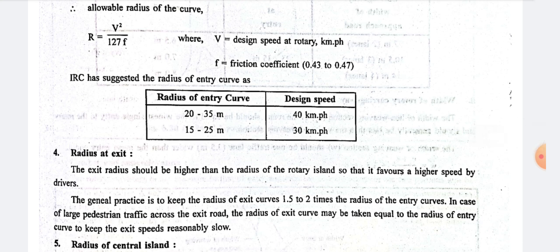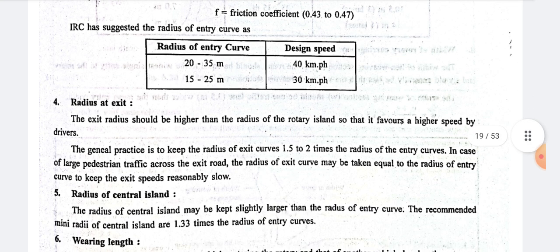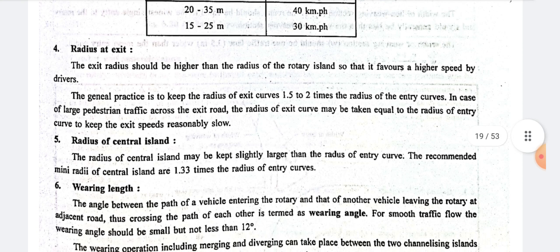As suggested by the IRC, the radius of the entry curve is 20 to 35 meters if the design speed is 40 kilometers per hour, and the radius of the entry curve is 15 to 25 meters when the design speed is 30 kilometers per hour.